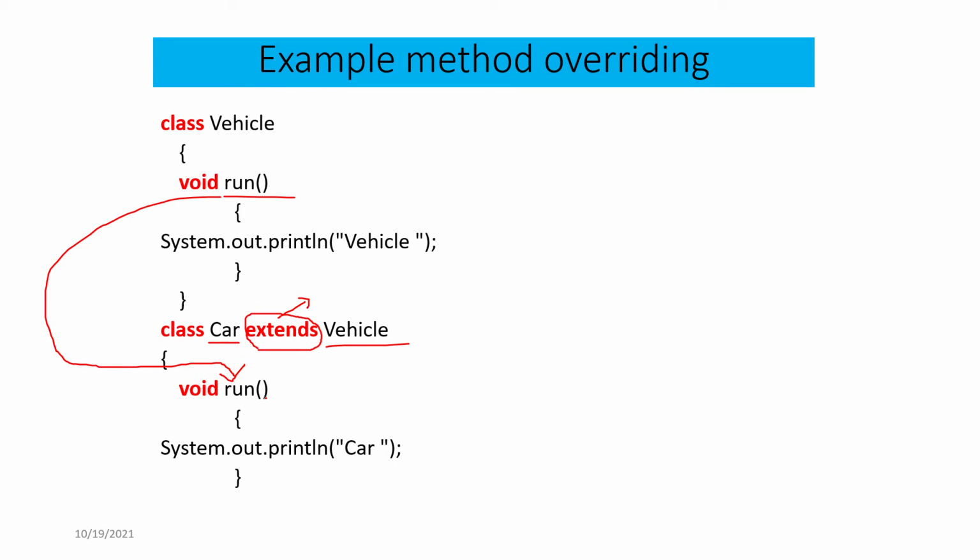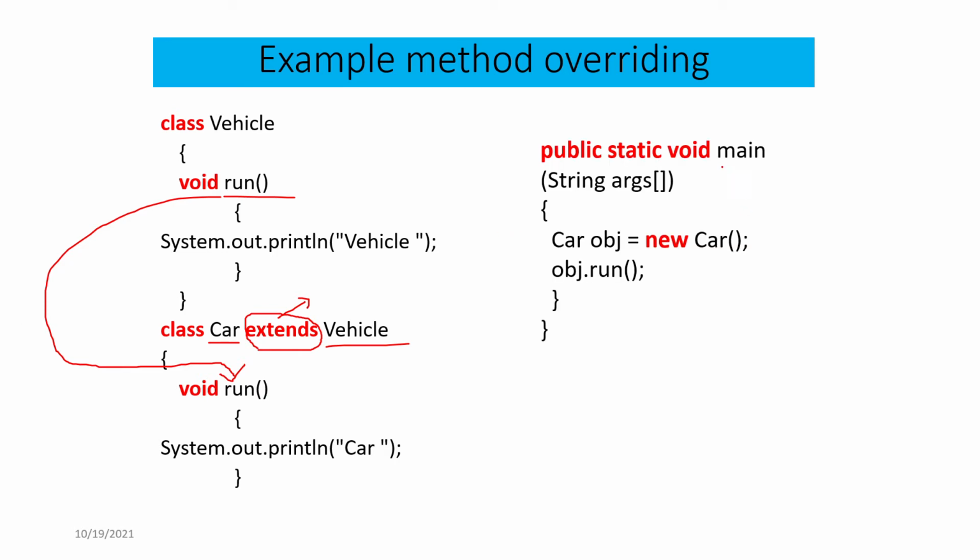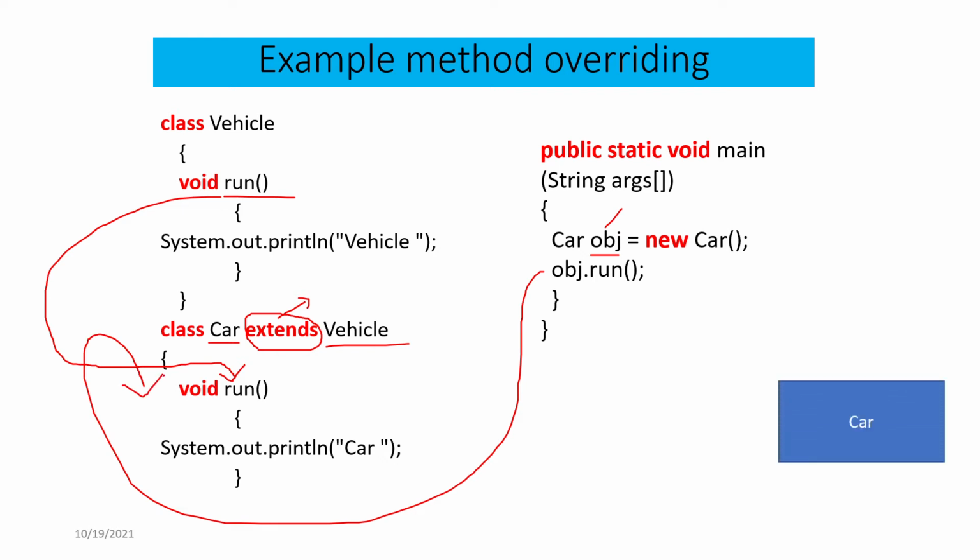Now I am going to write the main function, public static void main String arguments. Here for the child class I have created an object, obj. Obj is my object name, and Car is the child class name. By using the new keyword, I created one object for my child class. Now I am going to call the method obj.run. What will happen is that it will come here and print the message Car. The output here is Car. This is example number one for method overriding.